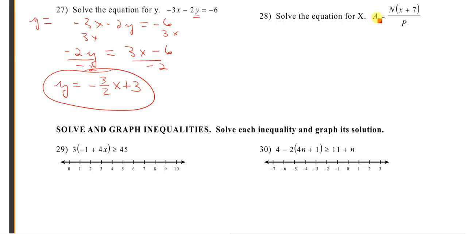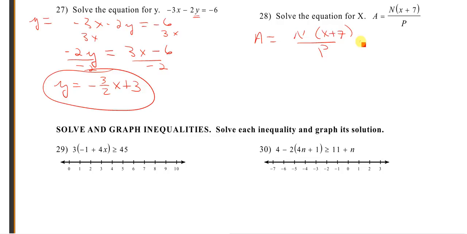Next one said solve the equation for x. So this is the x here. So a is equal to n times x plus 7, all over p. So I have this n over p that I need to get out of there.